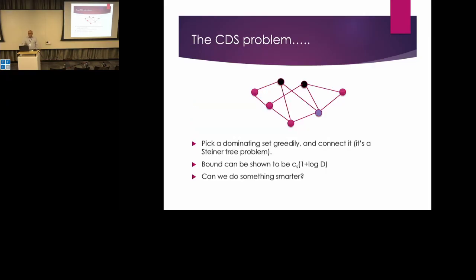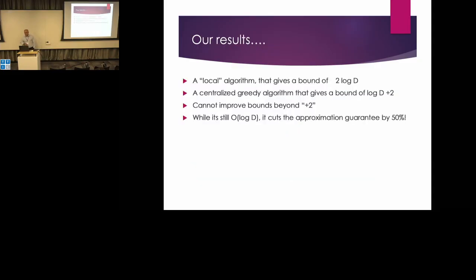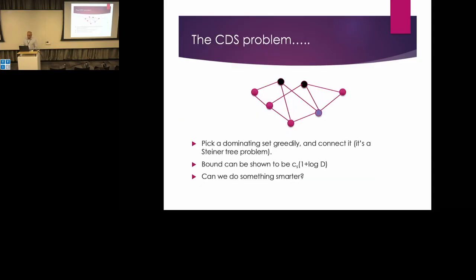Okay, so algorithm 0, the first thing you think of when you come across this problem, is just find a dominating set. We have good algorithms for that. And now you basically have a Steiner tree problem. You have a bunch of nodes that you want to connect. So just solve a Steiner tree problem, and you can then prove that you get a bound of something like C_s, where C_s is the Steiner tree constant, multiplied by roughly 1 plus log D. Okay? So just by using 2 libraries, you're done, right?